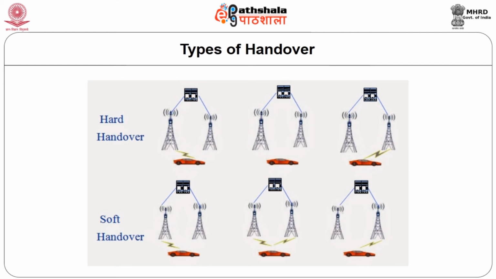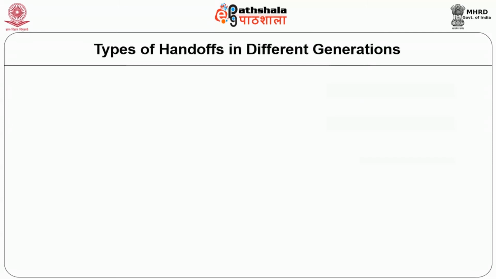So a device can be on two frequencies at the same time. This is also known as make before you break. Once the connection has been established with the new base station, the connection with the old base station is released. So these are the two categories of handovers.